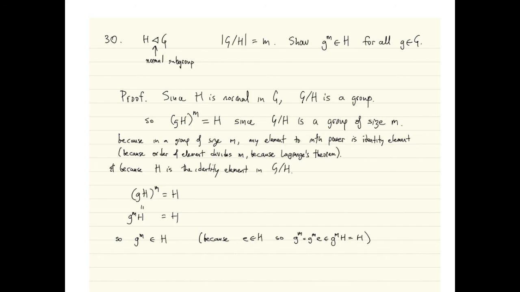Okay, and so what we know is that this coset g to the M times H is equal to the coset H, and that means that g to the M is in H, because you can just take the identity element in the subgroup H, and g to the M times the identity element will be in H. So that finishes the proof that g to the M is in H.